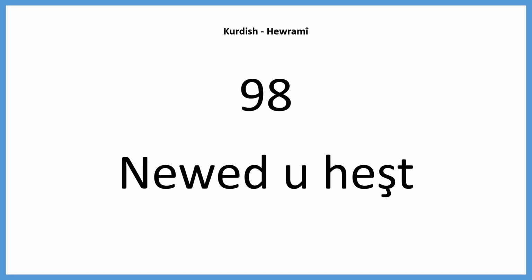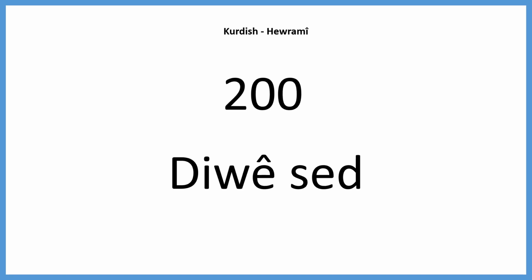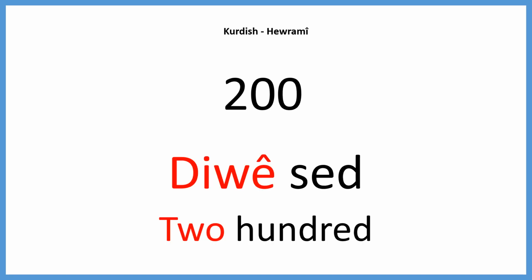Now that we have practiced numbers up to 100, and we know that 100 is said, let's look at multiples of 100. 200. So the number 200 would be Duer said. And this can be translated exactly into English as 200. This simple rule applies to each multiple of 100.